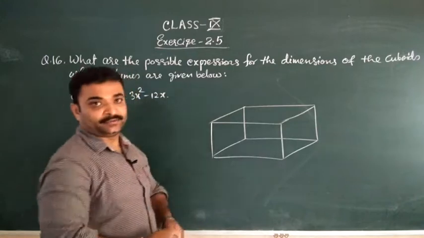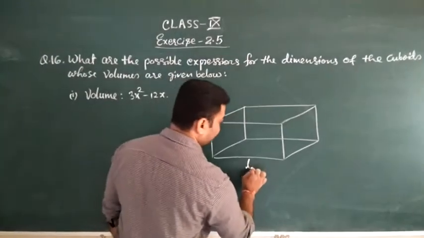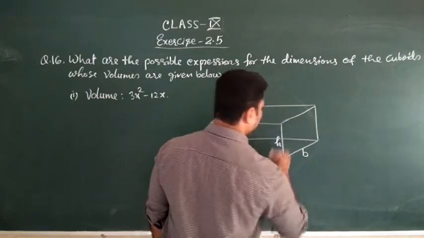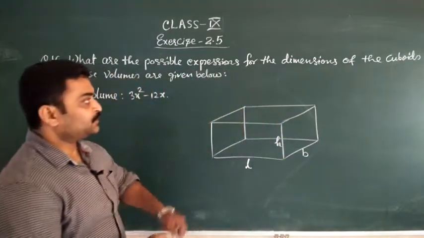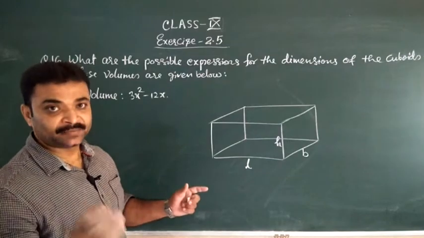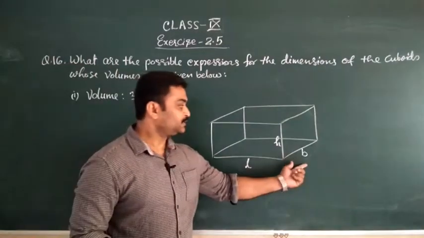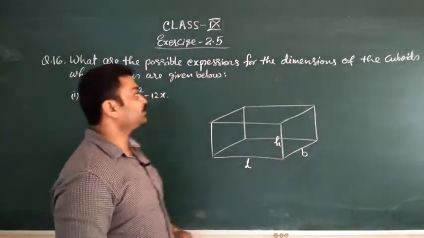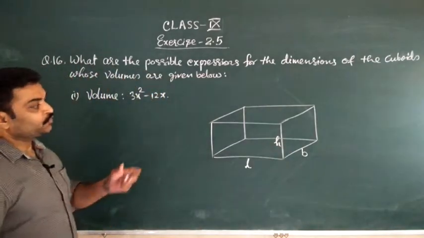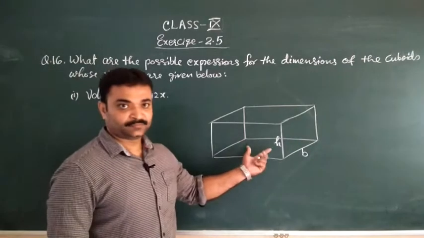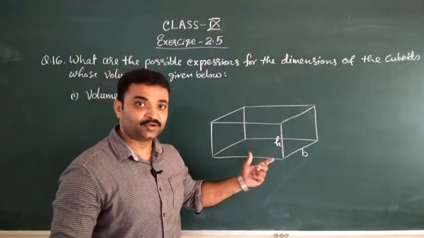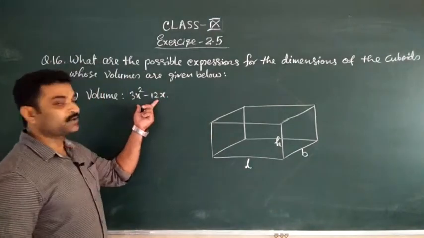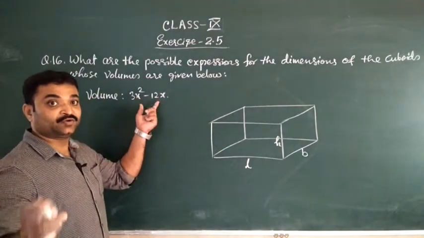It is the cuboid. Its length, its width, and its height. That means a cuboid has 3 dimensions: length, breadth, and height. Sometimes we will say depth. Okay. So we have been given the volume of this cuboid, and the formula of volume is L into B into H, which is equal to 3x square minus 12x cubic units. Clear?